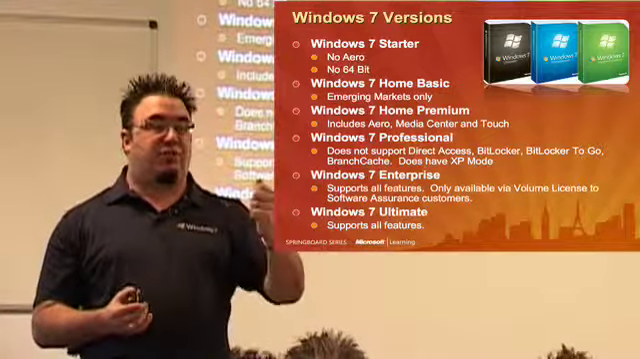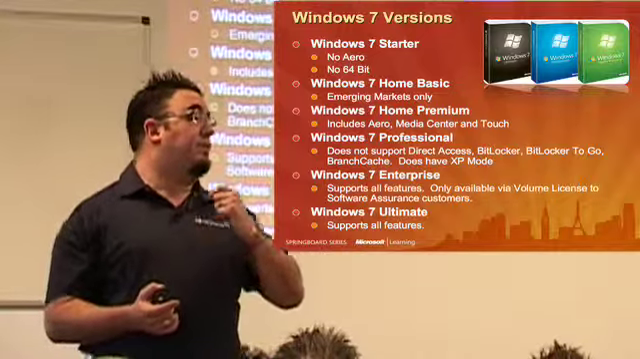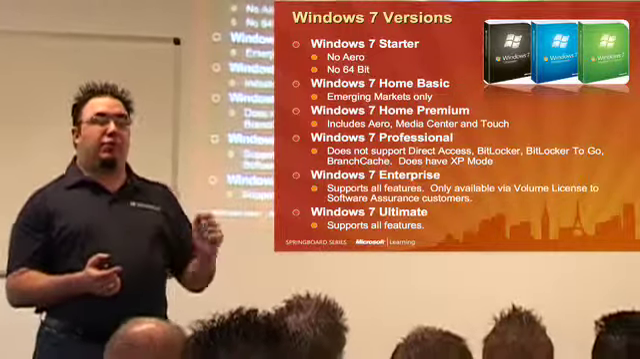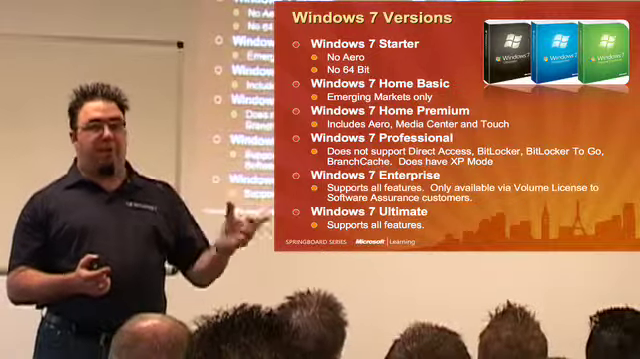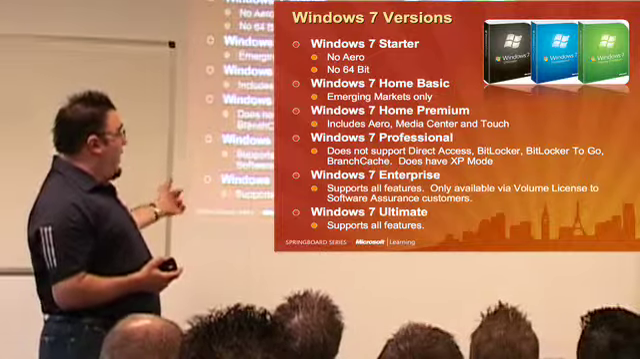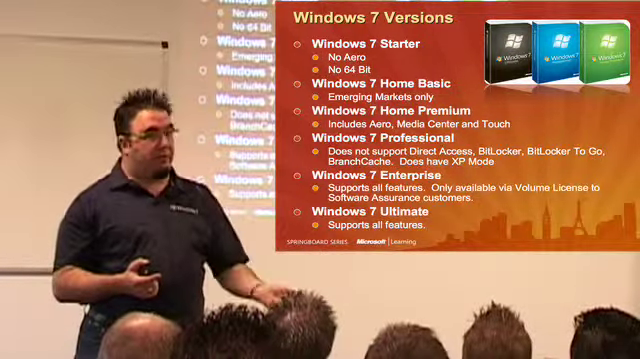Professional does not support BitLocker or BitLocker To Go. It does not support DirectAccess or BranchCache. That's the key to really the big difference between Professional and Enterprise, and licensing. Enterprise requires volume license and software assurance. You have to buy it from a Microsoft partner.